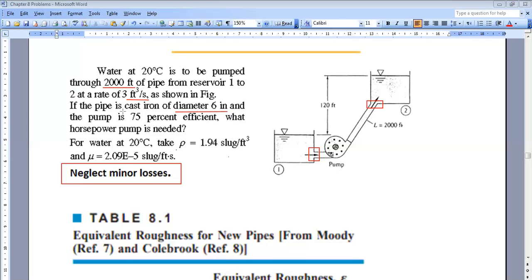Now, for cast iron, it will help me to get what? To get the roughness. The material, always the material in the given will give you epsilon, okay? It will give you epsilon.